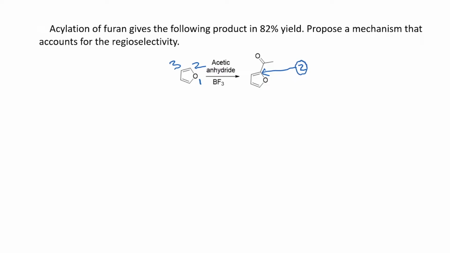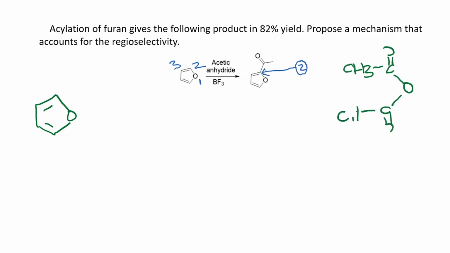So in order to understand this, let us first draw out furan and react this with the electrophile. So acetic anhydride, as all of you know, is basically CH3, C double bond O, O, C double bond O, CH3. Okay, so this is a compound that is a precursor to the acylium ion. So your lone pair over here can react with the Lewis acid, and then it can come apart to give you the acylium carbocation.